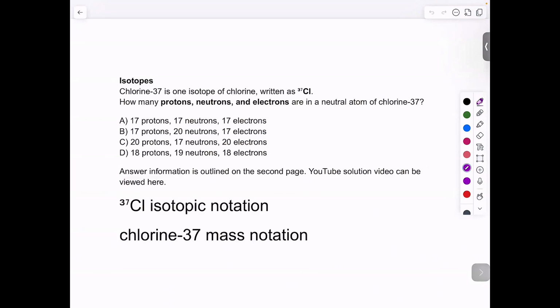So all we need to do is go to the periodic table and figure out how many protons we have, and that's identified by the atomic number, typically represented on the top on the periodic table. And we know it's 17. It's basically 17 in line. It has 17 protons. If it's neutral, of course, it has 17 electrons.